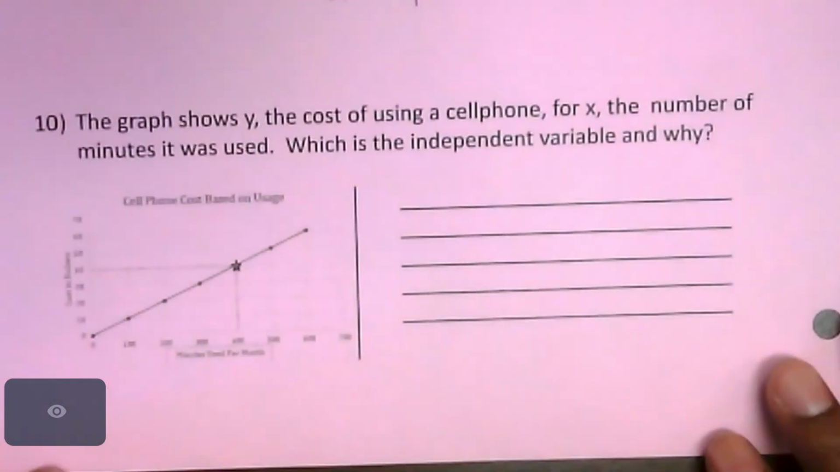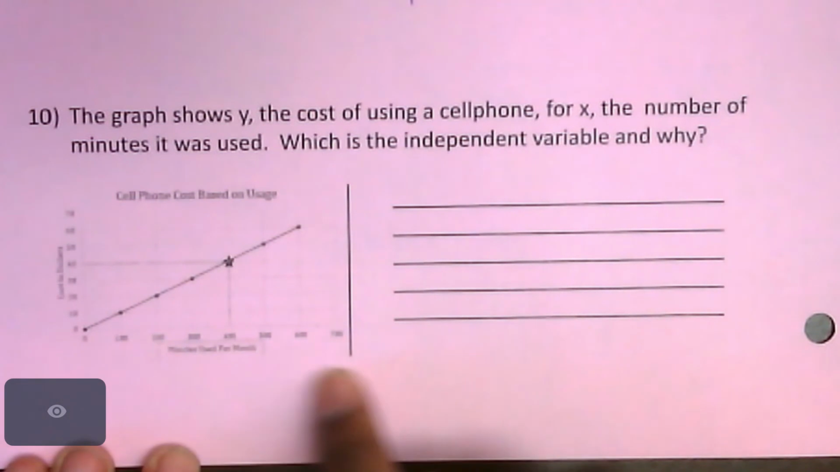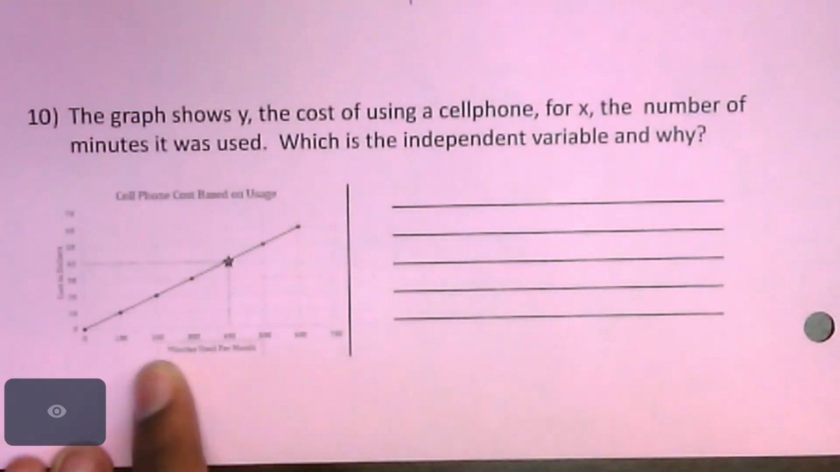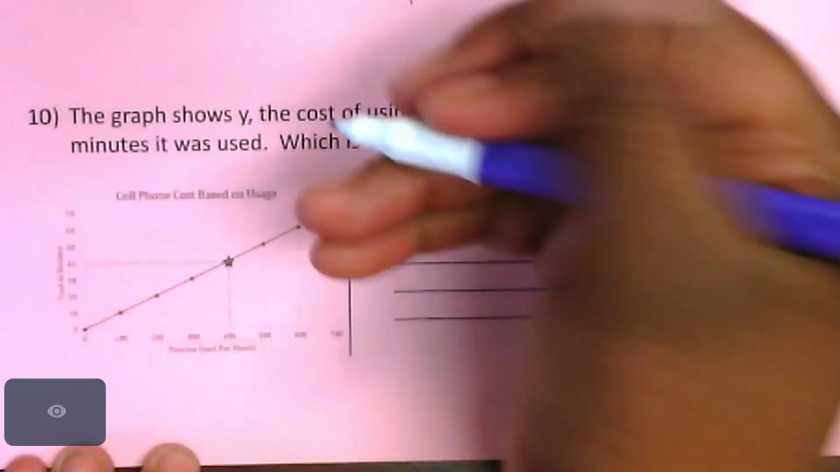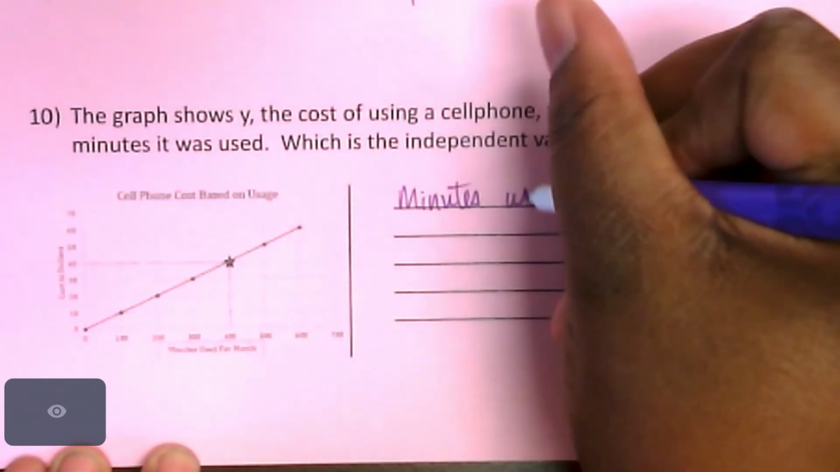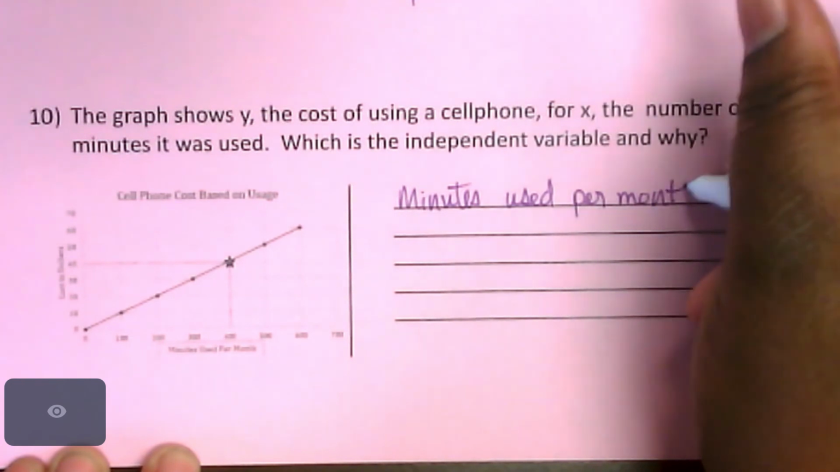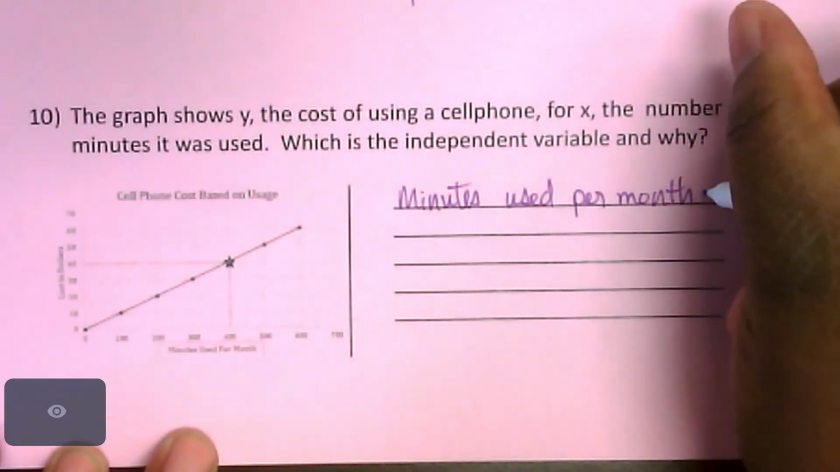And number 10, the graph shows y, the cost of using a cell phone, for x, the number of minutes it was used. What is the independent variable and why? All right, the independent variable. I know that the x-axis is the independent variable, so that means the minutes used per month. That's the independent variable.